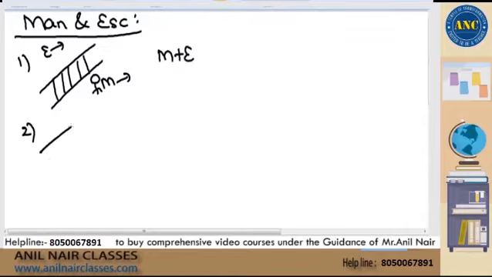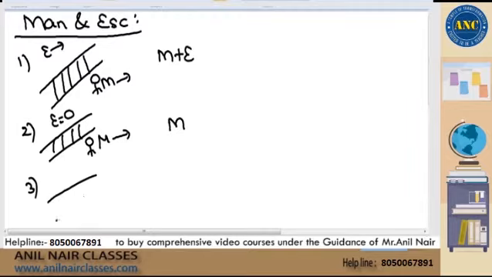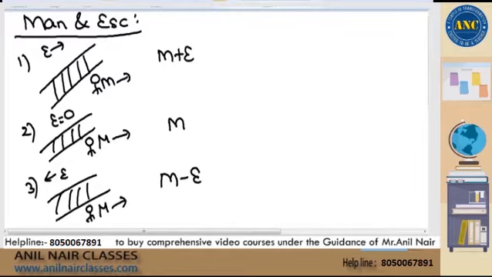Second statement. Escalator is not moving. Escalator is switched off. Speed of escalator is 0. Man alone tries to move up. The speed is M. Third statement. Escalator is moving down. Man is trying to move up, which is slightly a difficult task, but can be done. So speed is M minus E, right? Speed is M minus E.